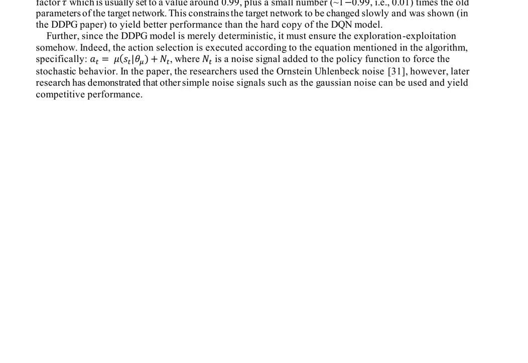The action selection in DDPG is executed according to the equation a_t equals mu(s_t, theta) plus epsilon_t, where epsilon_t is a noise signal added to the policy function to force stochastic behavior. The Ornstein-Uhlenbeck noise is used, but later research has shown that other simple noise signals such as Gaussian noise can be used and yield competitive performance.